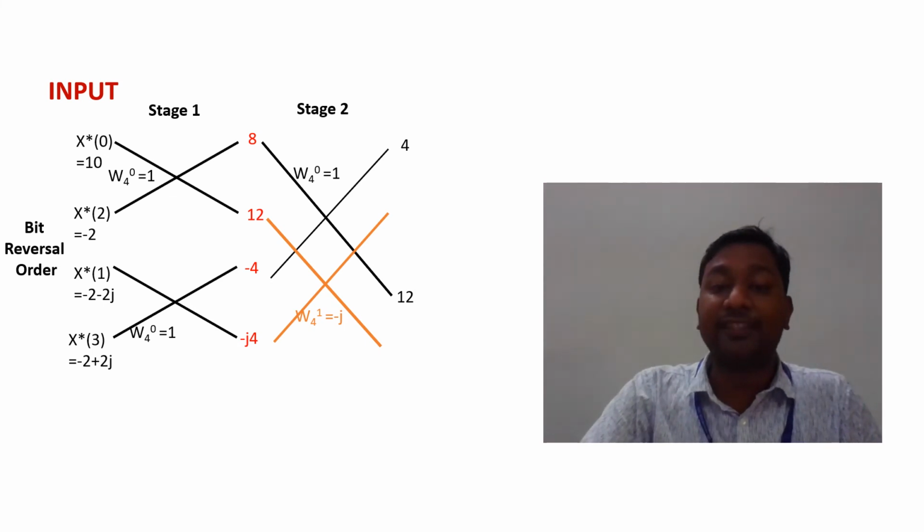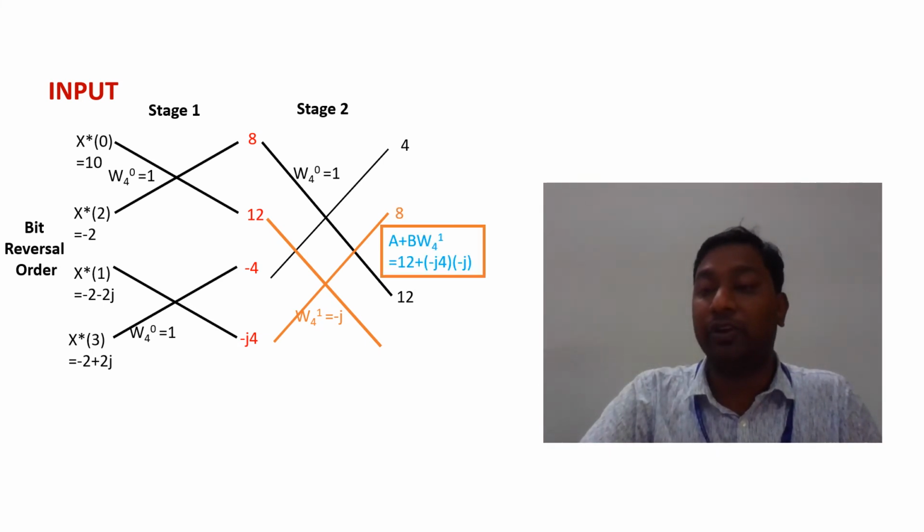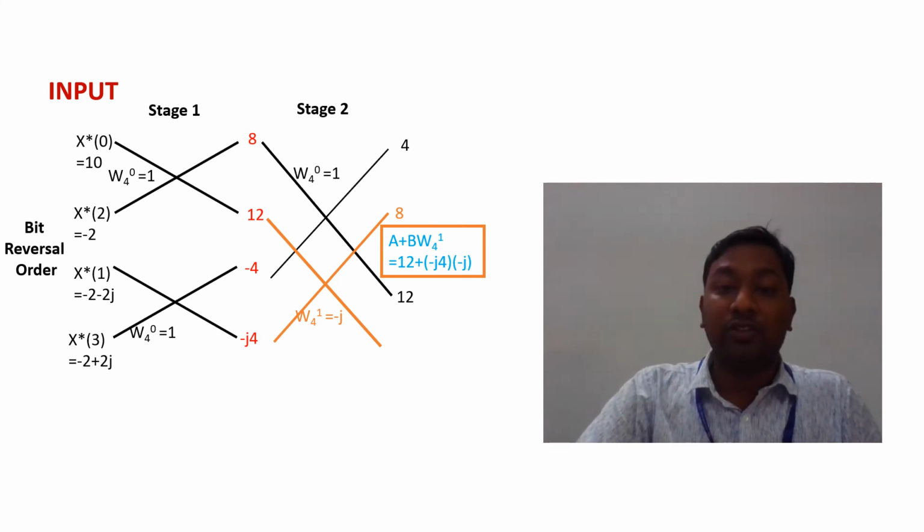Now we will see the next butterfly of stage 2. In the next butterfly, the inputs are 12 and minus j4, but here the twiddle factor associated with this butterfly is omega 4 to the power 1, that is minus j. So in a plus b omega 4 to the power 1, a is 12, b is minus j4, and omega 4 to the power 1 is minus j. So we will get the value 8. How do we get this value? 12 plus minus j times minus j4 gives plus j square, where the imaginary value j equals root over minus 1, so j square equals minus 1. So 12 minus 4, the answer is 8.